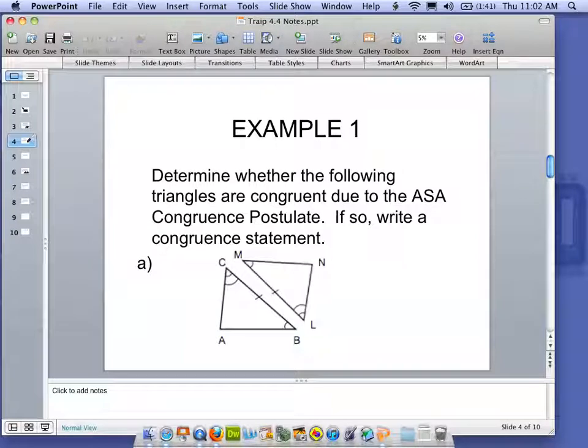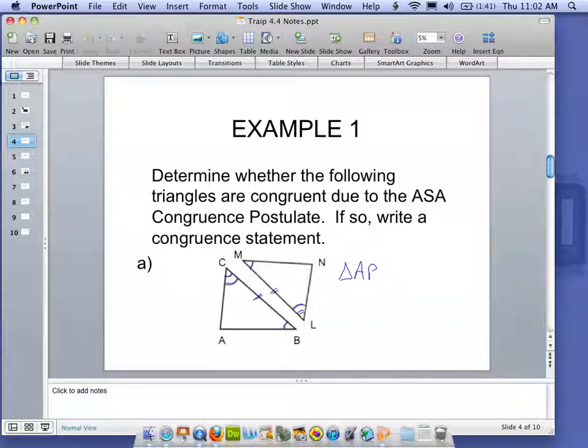On example number 1, it says to determine whether the following triangles are congruent due to ASA, and if so, write the congruent statement. So we have an angle congruent to an angle, and then we have a second angle congruent and the side in between. So I would say yes, by angle side angle, those two triangles are congruent. Now be careful when you make your statement.